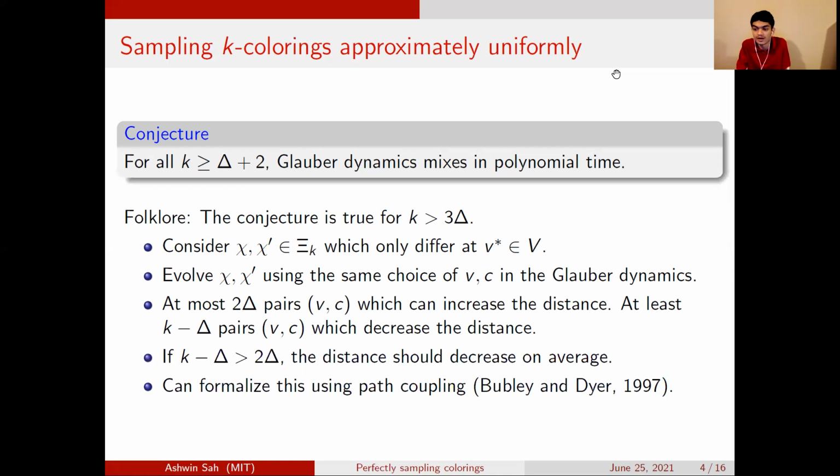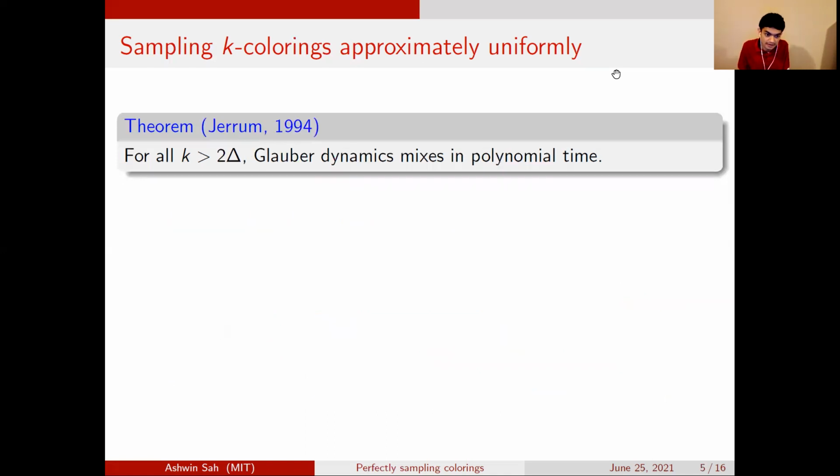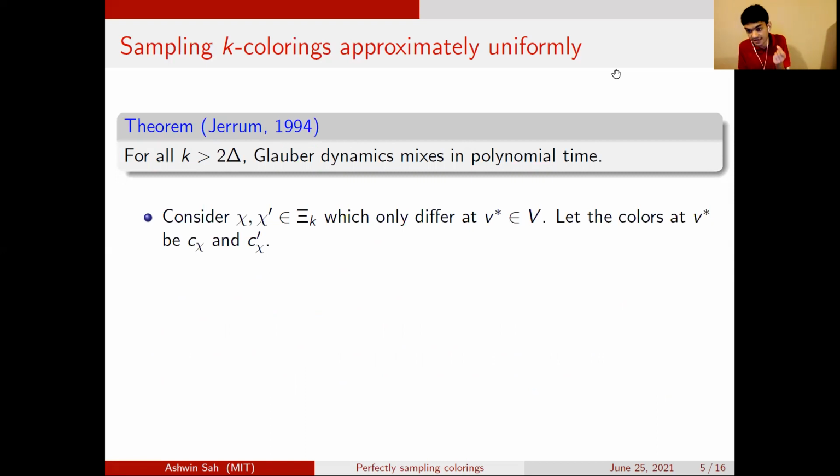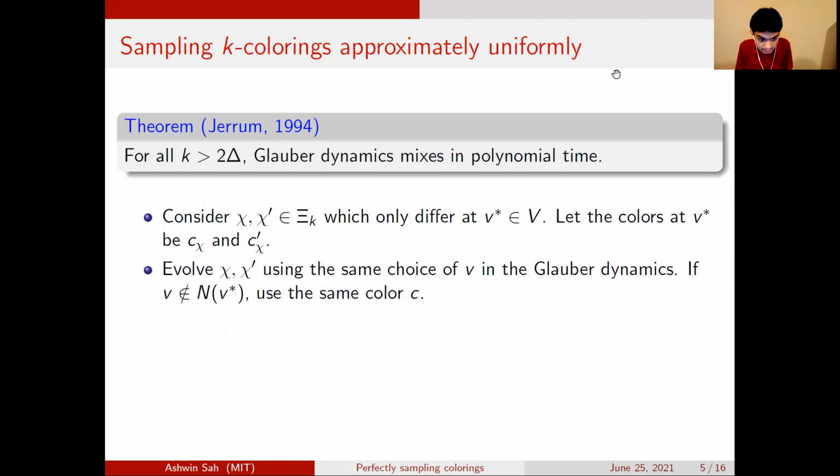Now, how might one do better? Jerrum showed that one can do better when k is greater than 2 delta by exhibiting a more clever coupling. So now suppose again we have the same setup, chi and chi prime differ at a single vertex, and suppose that the colors again are c chi and c chi prime. Now let's evolve them again using the Glauber dynamics with the same vertex, but we do something slightly different.